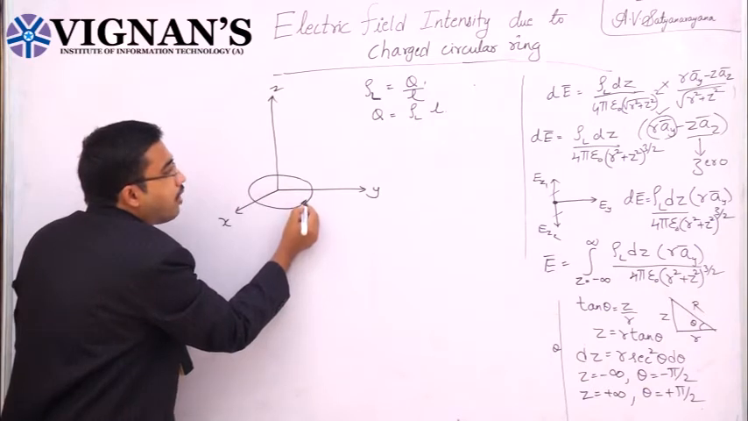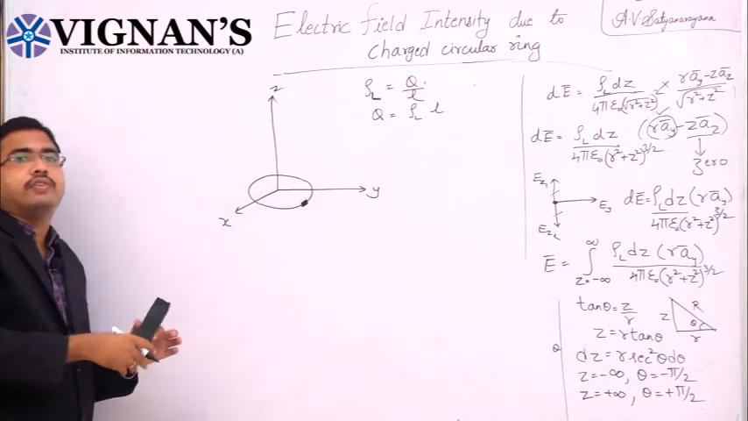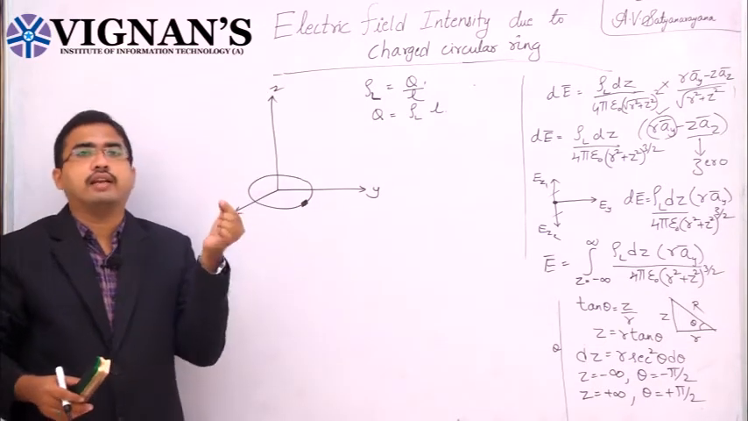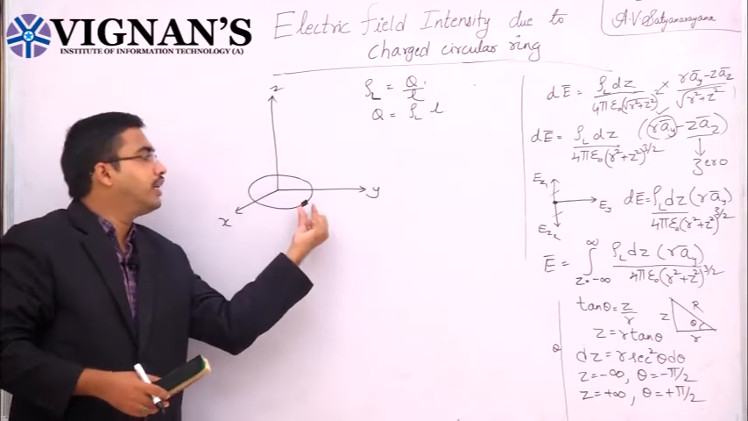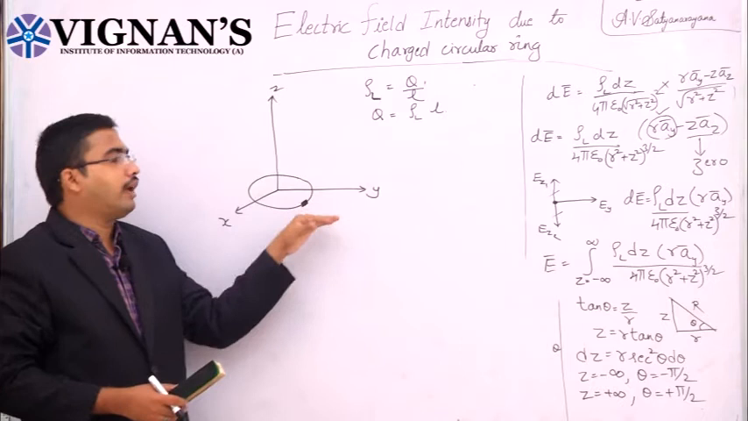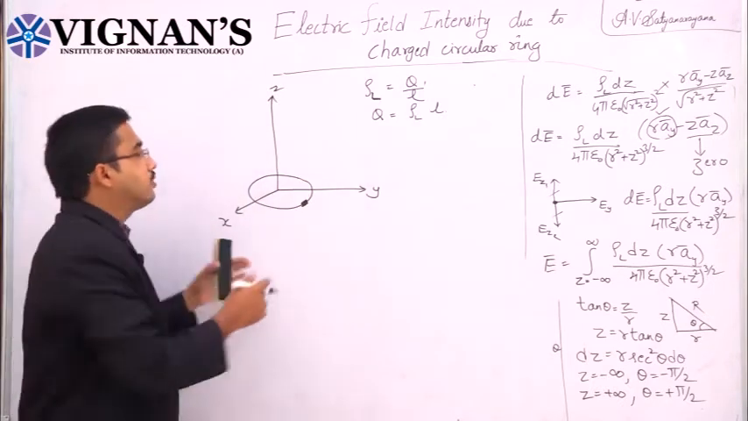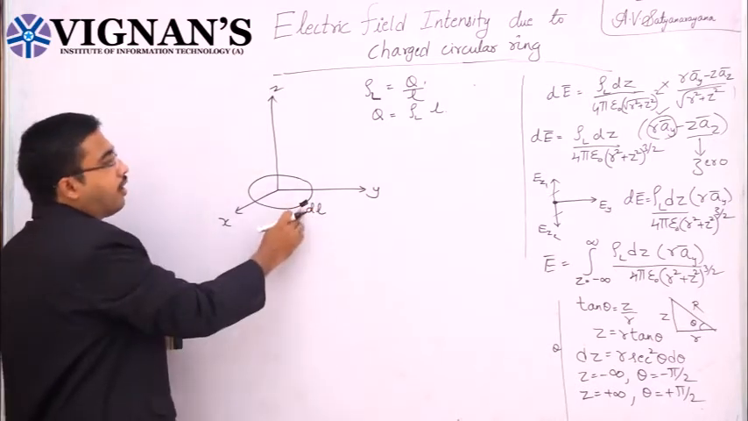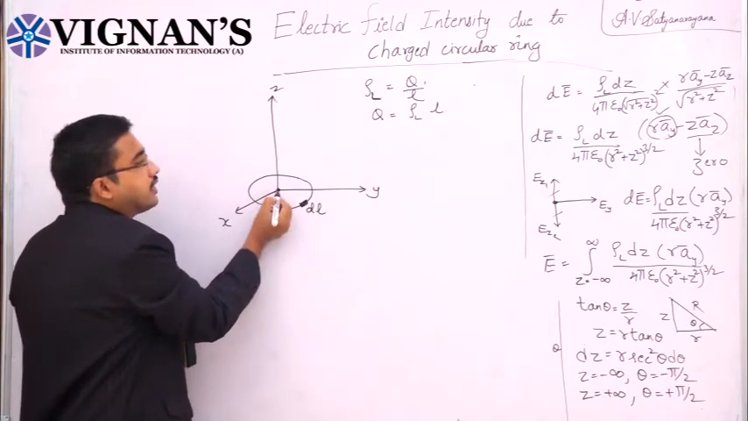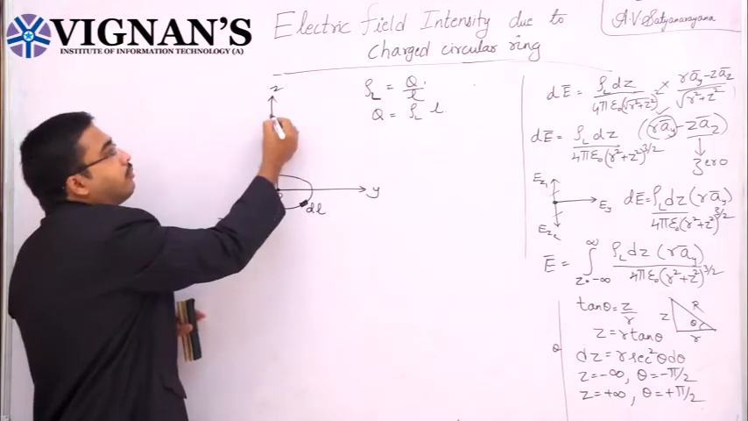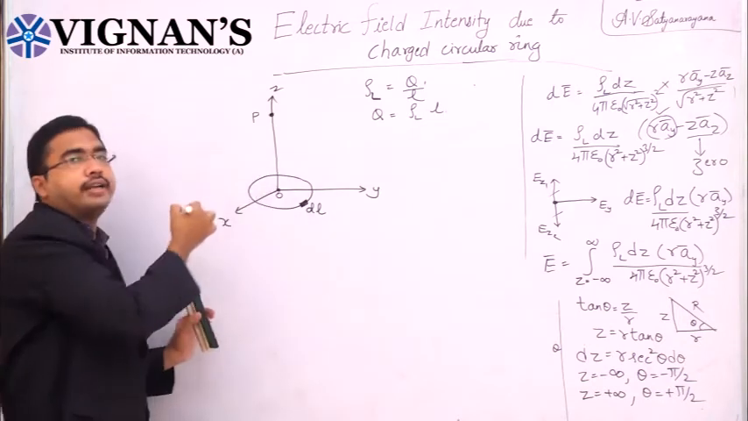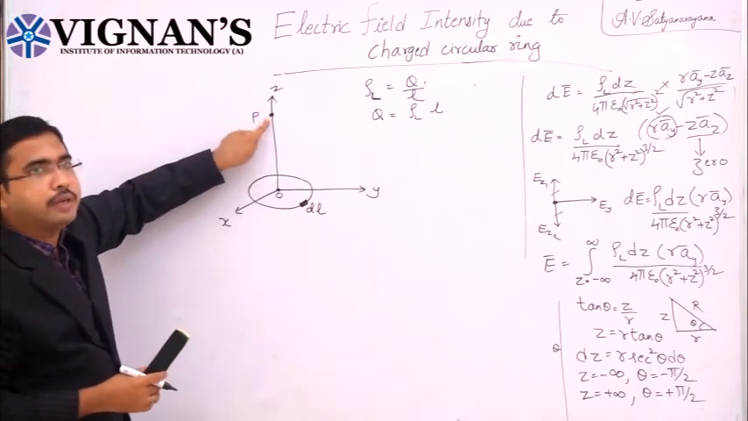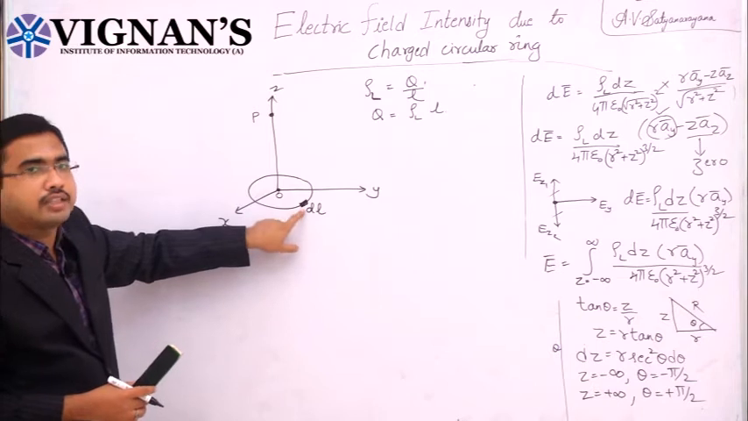Consider only a small differential length, because at a time we can't calculate the complete electric field intensity due to this complete length. First we should calculate the electric field intensity at any point due to a small differential length, then we will enlarge it to the complete length. So first consider only a small differential length dl. The center of this charged circular ring is the origin. Now I am considering a point P on the z axis. I want to find the electric field intensity at this point P due to this differential charged length dl.